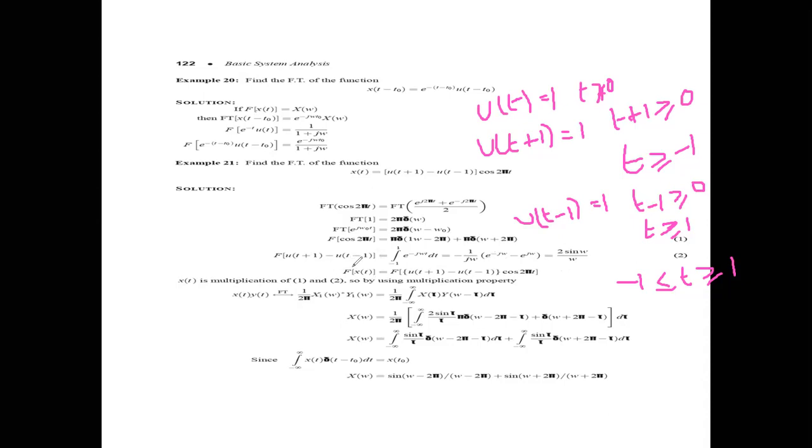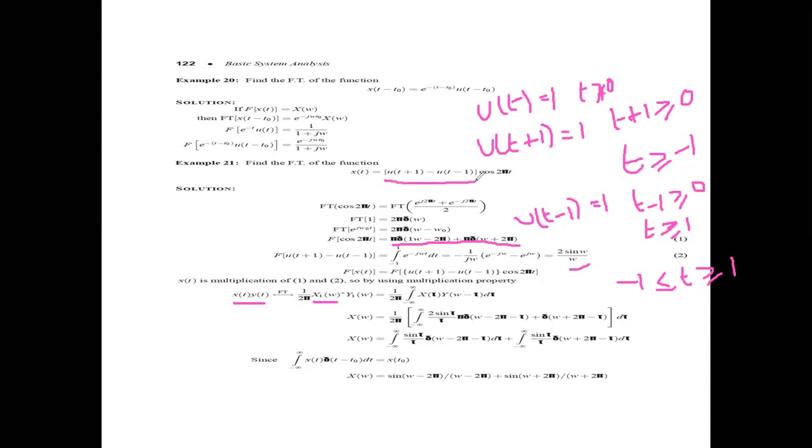The Fourier transformation of x of t is the Fourier transformation of mu of t plus 1 minus mu of t minus 1 cos 2 pi t. So individually we find the Fourier transformation of this one and the Fourier transformation of this one. Using the multiplication property or the modulation theorem, what they are saying: the time domain functions are multiplied. What is the Fourier transformation? Convolution.